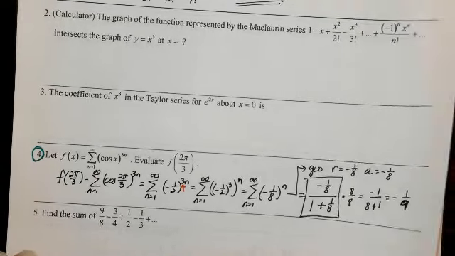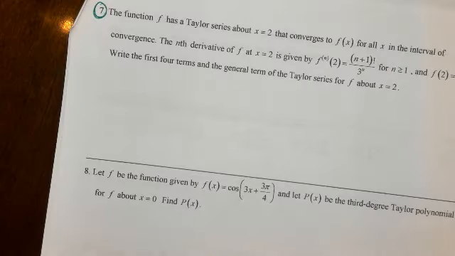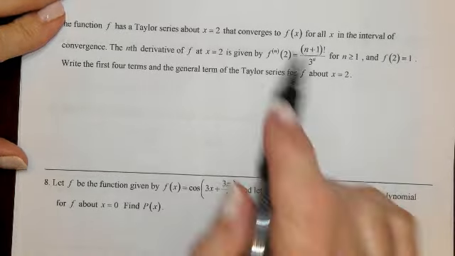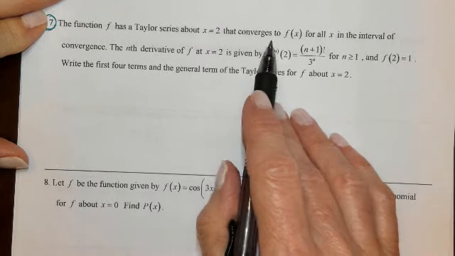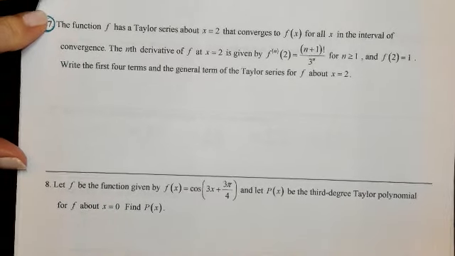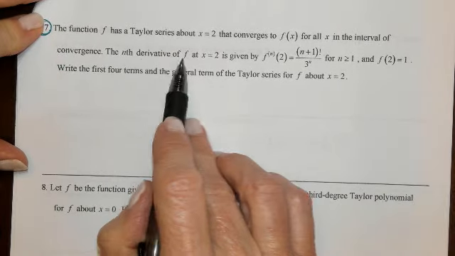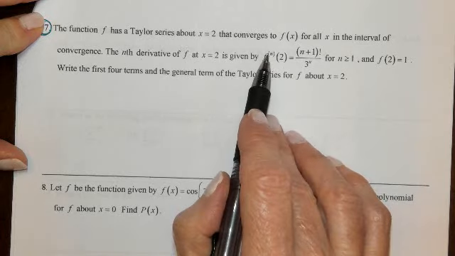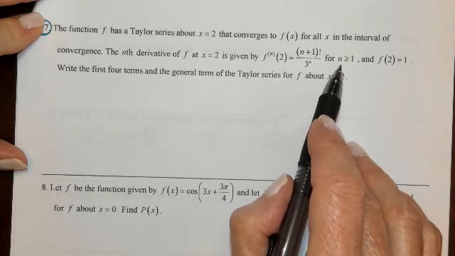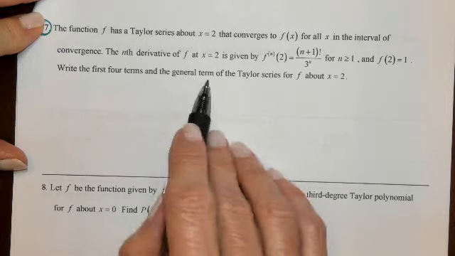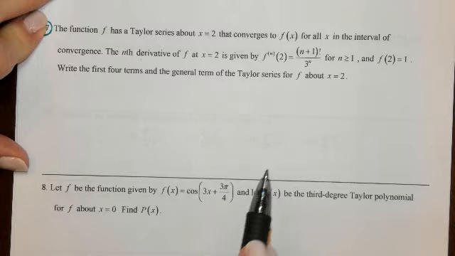Okay, next up, what do I have us doing? Number 7. Let's take a look at number 7 here. It says the function f has a Taylor series about x equals 2 that converges to f of x for all x in the interval of convergence. You remember that kind of terminology. The nth derivative of f is given by this equation for n greater than or equal to 1, and f of 2 is 1. Write the first 4 terms and the general term of the Taylor series for f about x equals 2.